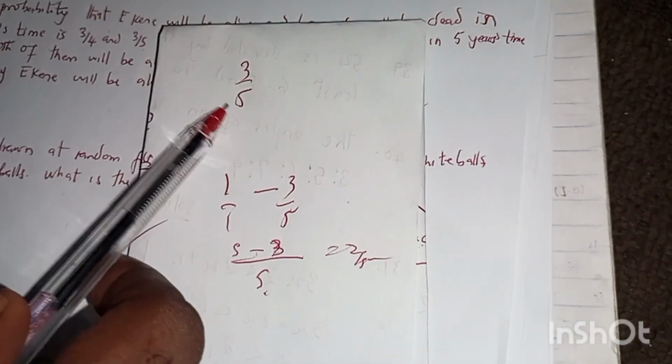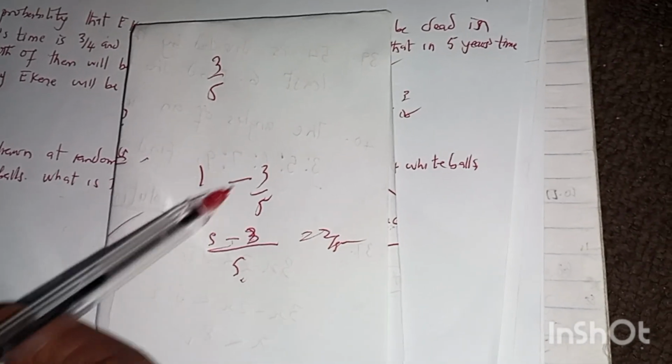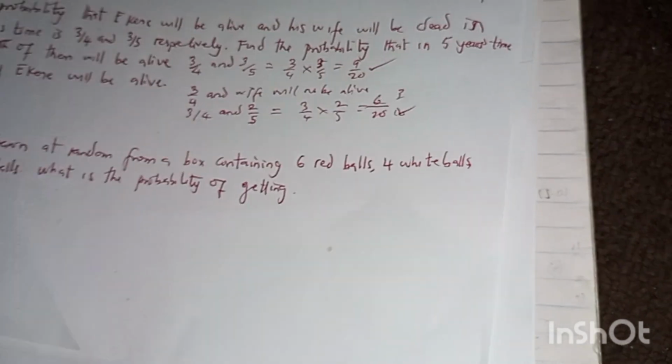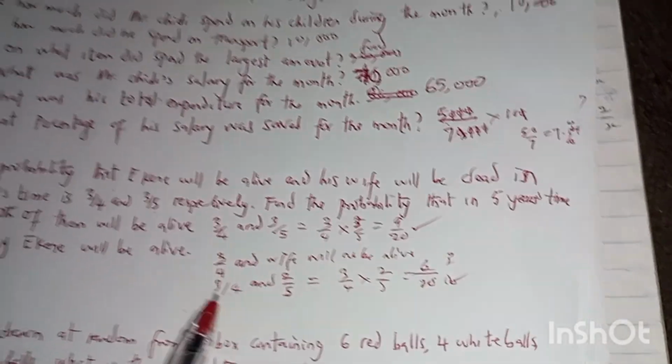So if the probability that she will be alive is 3 over 5, then the probability that she will not be alive will be what? 1 minus 3 over 5, which is what? 2 all over 5. Alright? So that's why I used 2 over 5 here.